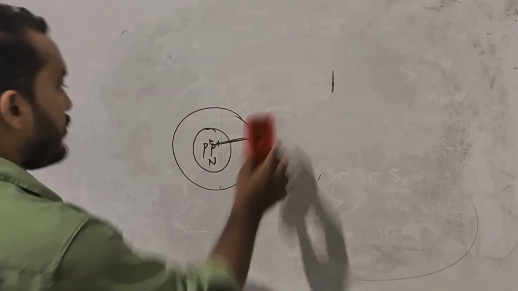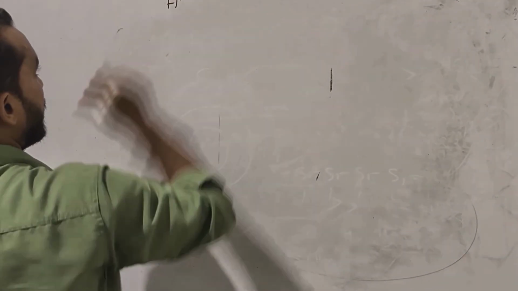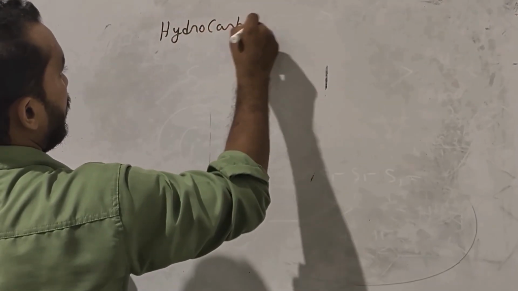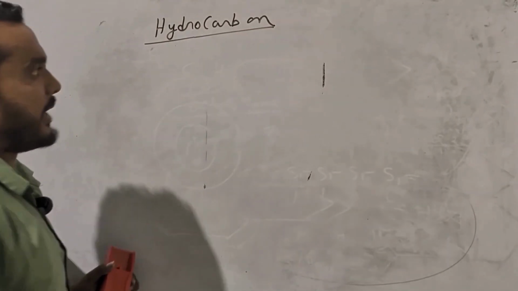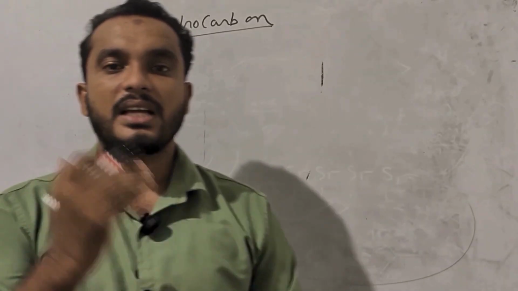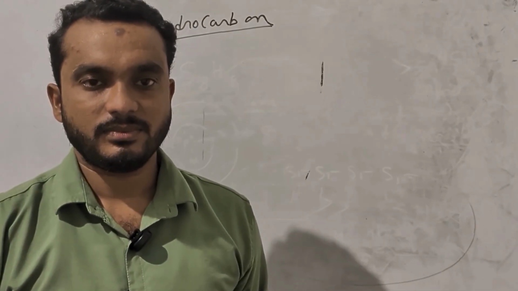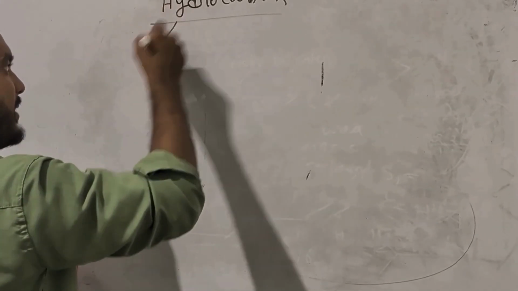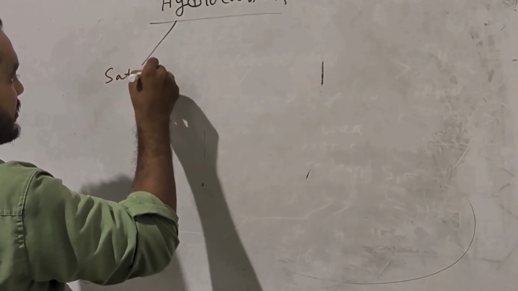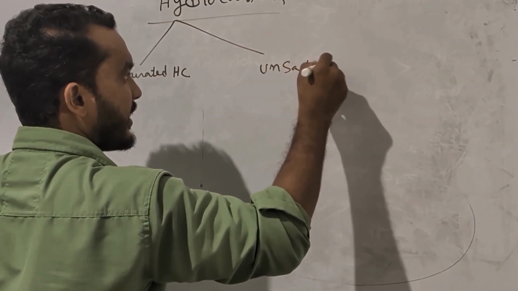Okay, so now we'll discuss hydrocarbon. Now what is hydrocarbon? Actually, the organic compounds which are made up of only carbon and hydrogen atoms are known as hydrocarbons. Hydrocarbons are of two types. One is saturated hydrocarbon, another is unsaturated hydrocarbon.